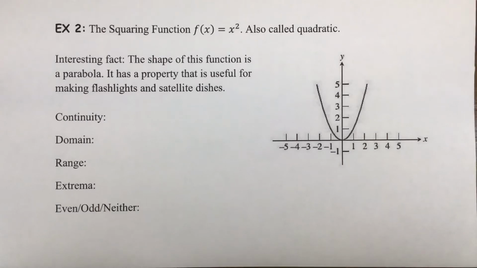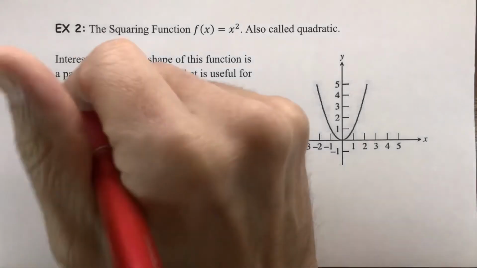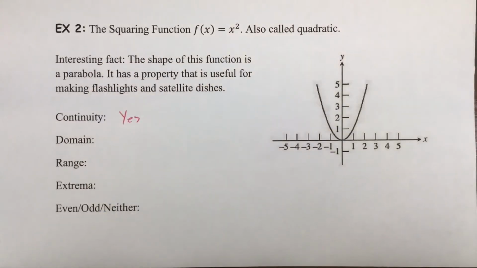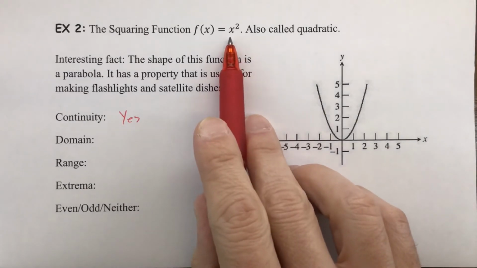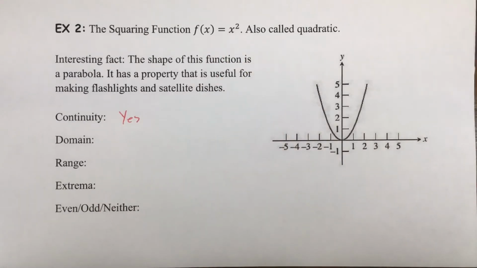All right, does this function have continuity? The answer is yes. It does not have any breaks. There's no reason for any breaks in here. If we look at what the function is, which is just to square a number, there does not exist an x value that you can't square. You can square positives, you can square negatives, you can square fractional numbers, you can square 0. There is no reason that this function would not accept an x value, so it does have continuity.